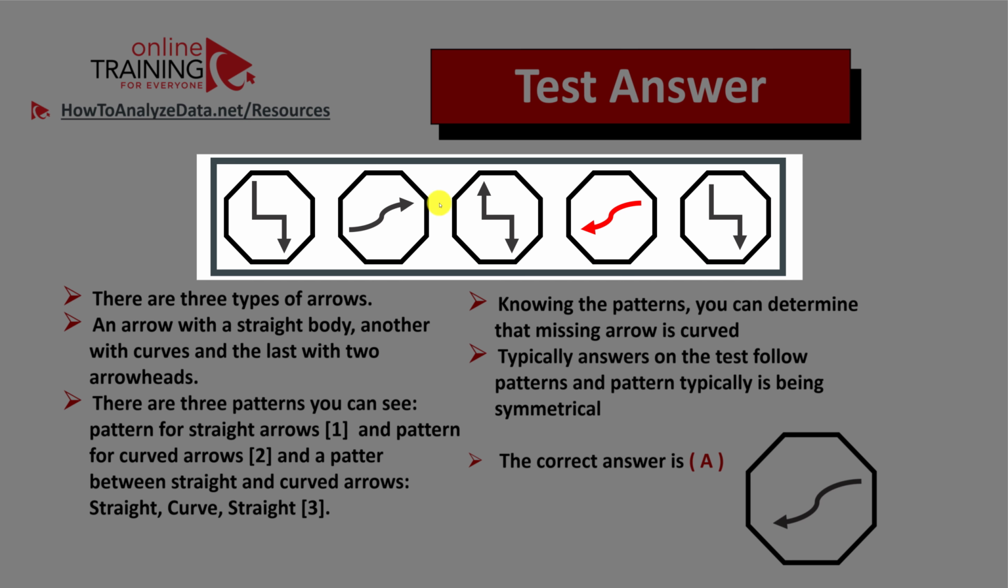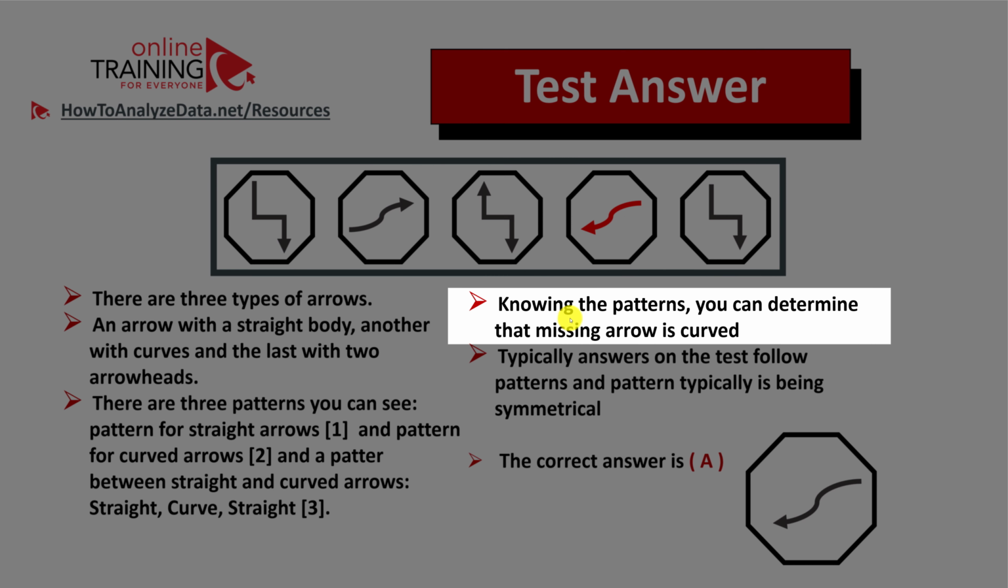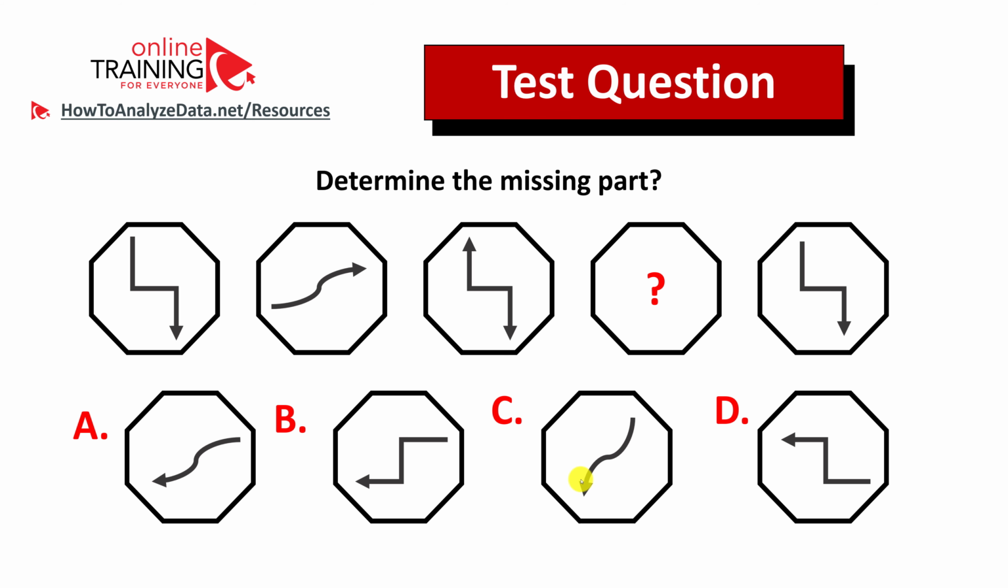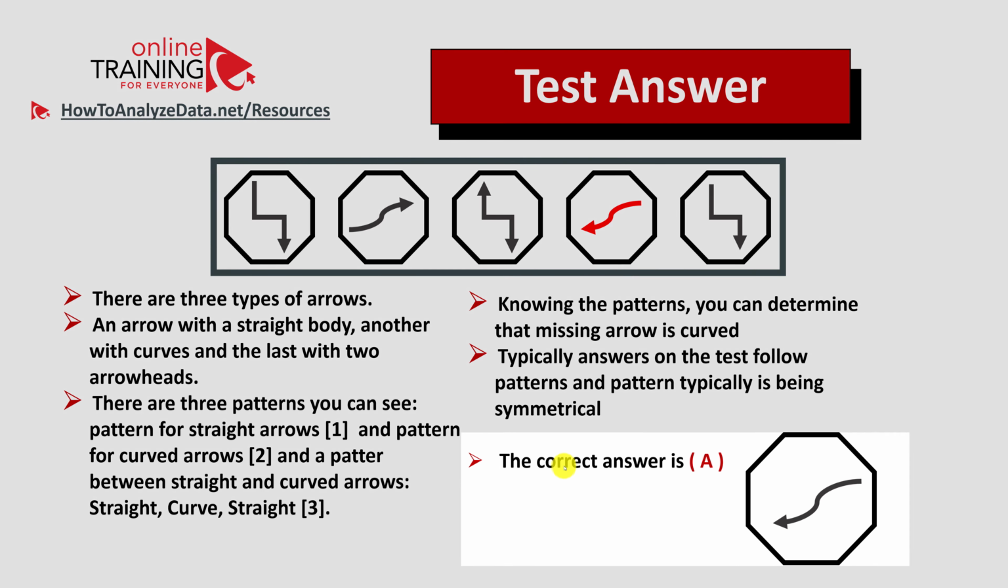You see that the numbers 1, 3, and 5 are straight arrows. And then we have a pattern for curved arrows. You see that the shapes 2 and 4 contain curved arrows. And then you also see the pattern of straight arrows going down in the first and in the fifth shape. Now, knowing the patterns, you can determine that the missing arrow is curved. But as you can see, there are at least two curved arrows. And typically the pattern on the test is symmetricity. So the arrow in choice C is not symmetrical to the arrow in shape 2. This is why the correct answer here is choice A. Hopefully you've nailed this question, or in case you didn't, now you would know how to answer similar problems on the test.